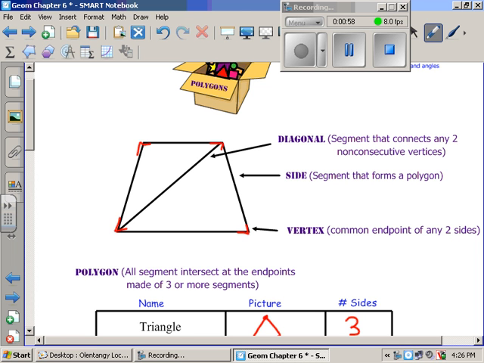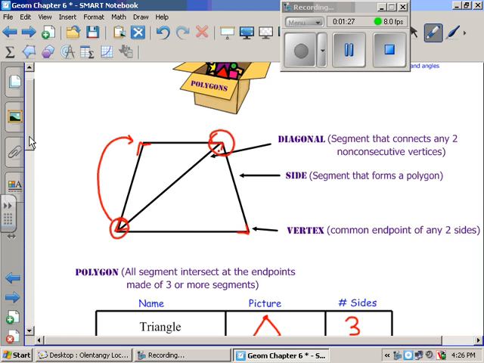Now, one word that we might not know yet is a diagonal. A diagonal is a segment that connects non-consecutive vertices. Non-consecutive means not in a row. So if I look at this angle, this is a consecutive angle, so I can't use it to draw a diagonal. This is a non-consecutive angle because it skips one. It's not right in a row.